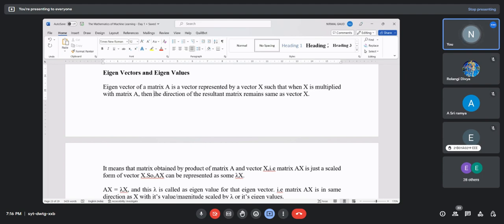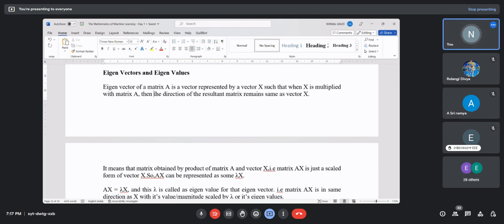You know two things, vector and scalar. If I say scalar, that's an eigenvalue. If I say vector, then it's an eigenvector. The eigenvector of a matrix A is a vector representation of that matrix. And what is the eigenvalue? The eigenvalues are the scalar values which you need to calculate for that particular matrix.